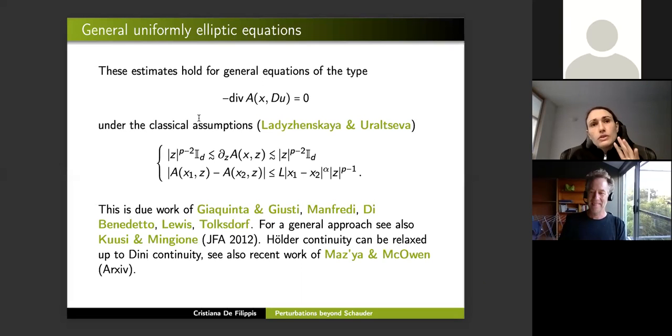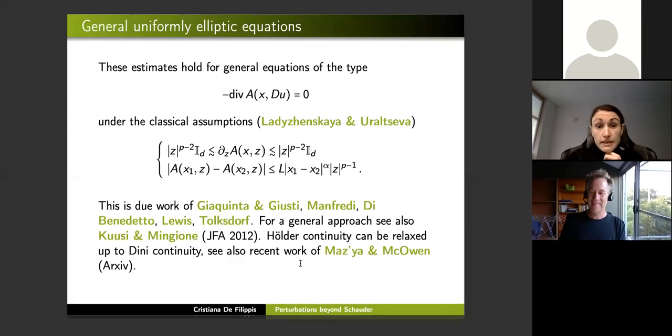In the sense that if you want the gradient to be Hölder continuous, then you need a Hölder continuous coefficient. However, if you are just content with the continuity of the gradient, you can relax the regularity of the coefficient to Dini continuity. This is enough for proving continuity of the gradient. There are, moreover, several important results also due to Maz'ya and McOwen, and this is a very interesting recent paper.